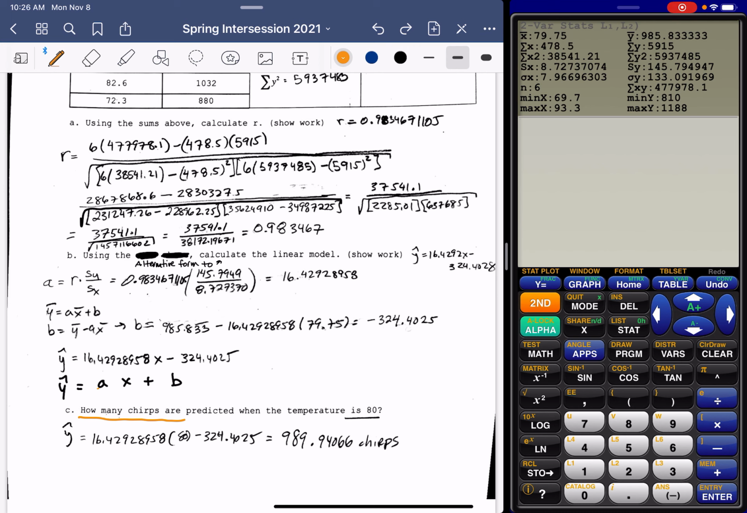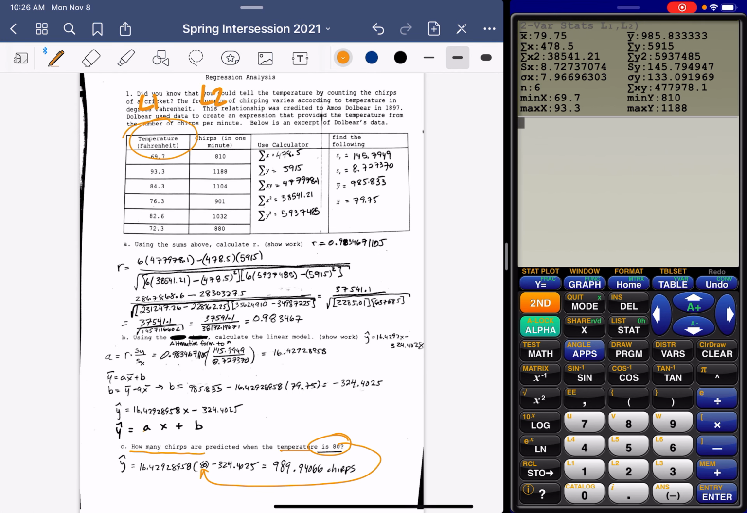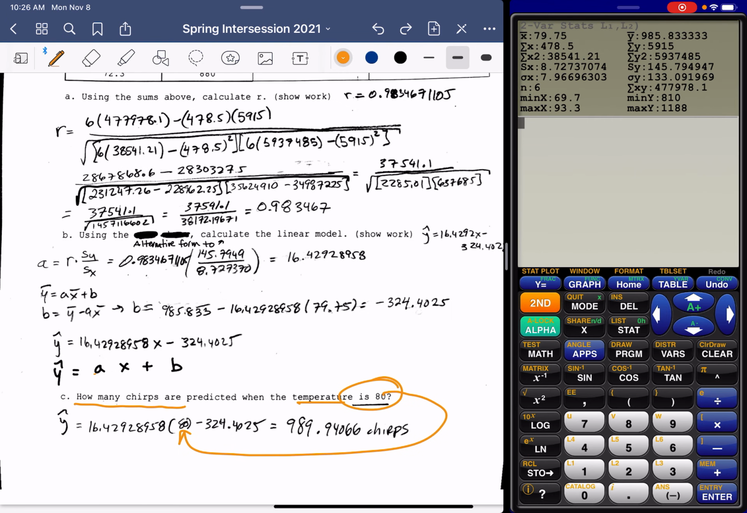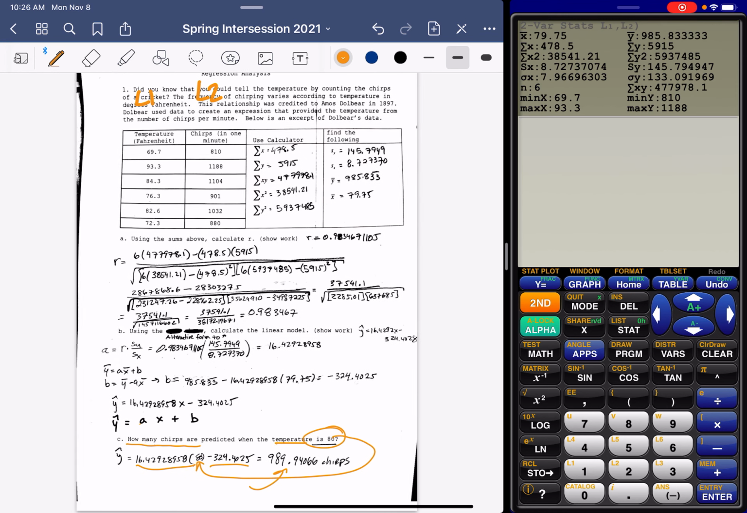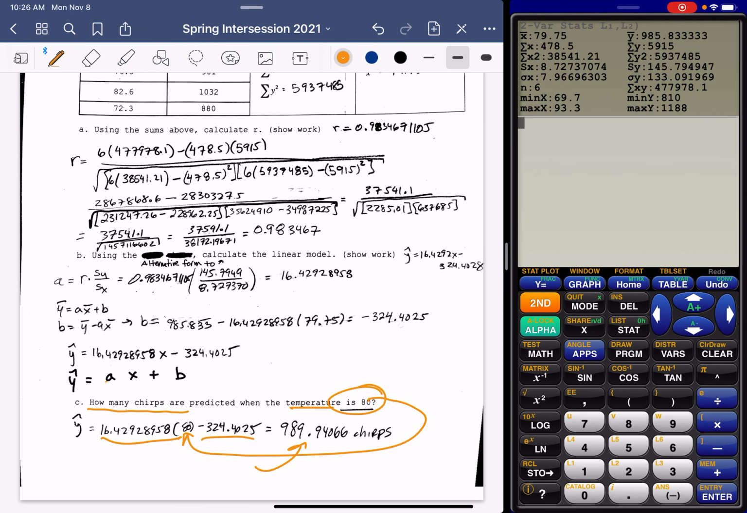And then it says right here, how many chirps are predicted when the temperature is 80 degrees? Well, you pop in 80 for x. And how do I know it's for x? Because it's temperature. You look over here, it says temperature. You pop in 80, you multiply, you subtract, and there it is. Now you have the temperature of 80, and then you can figure out the chirps. You can always go the other way around also. If you pop in how many chirps, you can figure out the temperature. But usually temperature is the independent variable, which is x.